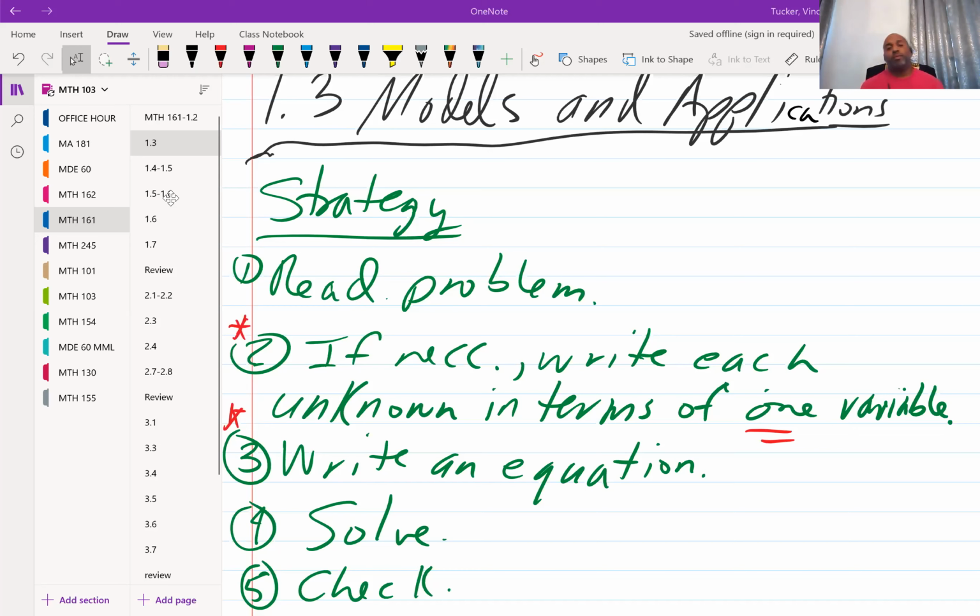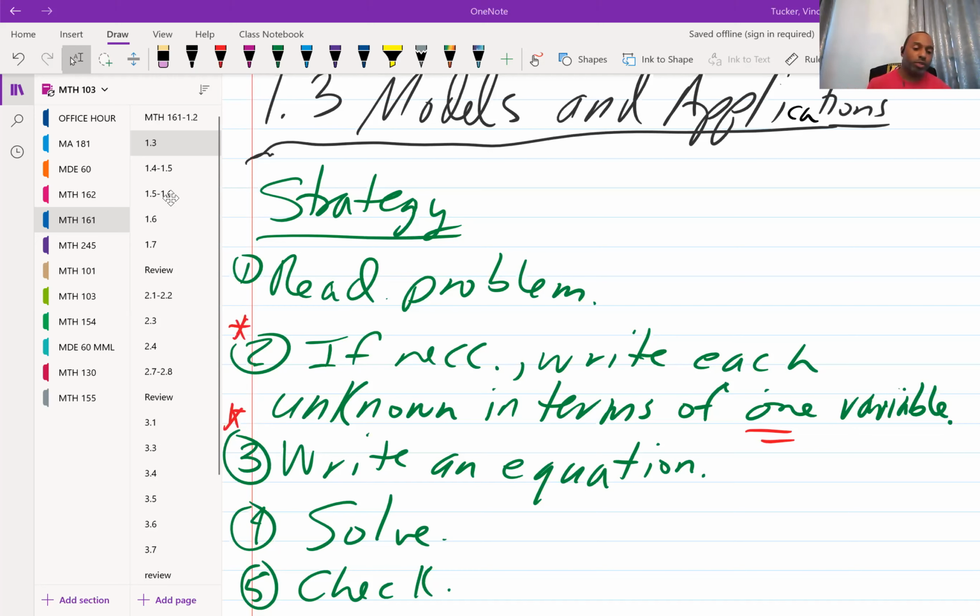First, you want to read the problem. Of course, read the problem as many times as it takes to make sure you have an understanding of what's going on and what's being asked of you. And I put an asterisk beside steps 2 and 3, because that's where a lot of people may get hung up. If necessary, write each unknown in terms of one variable. What we do not want to do in these types of problems, if we have multiple unknowns, is call one X, the other one Y, another one Z, and so on.